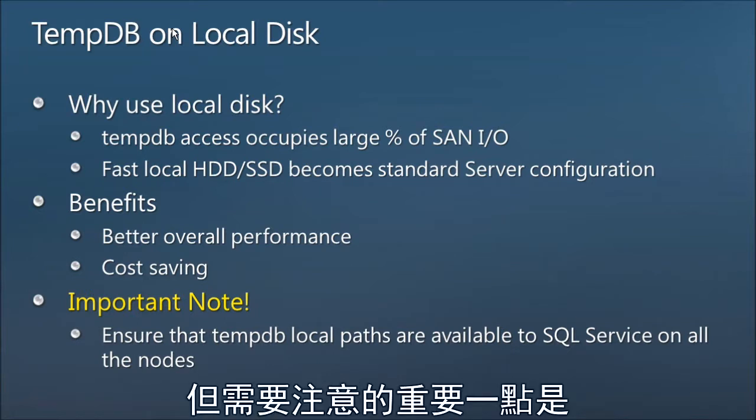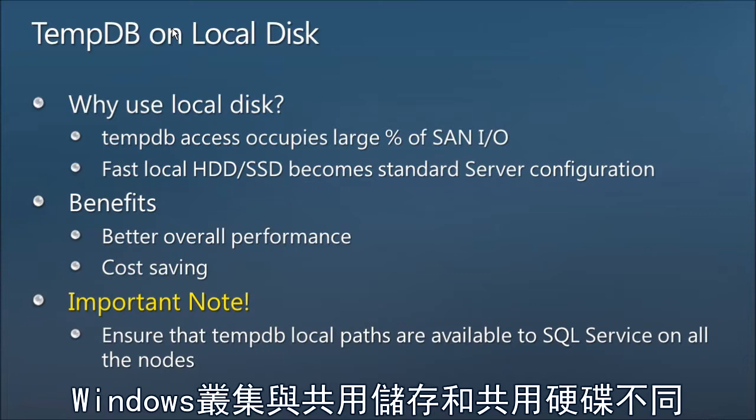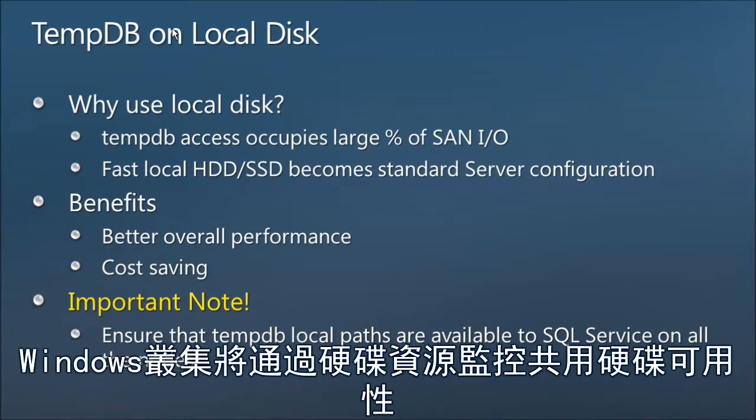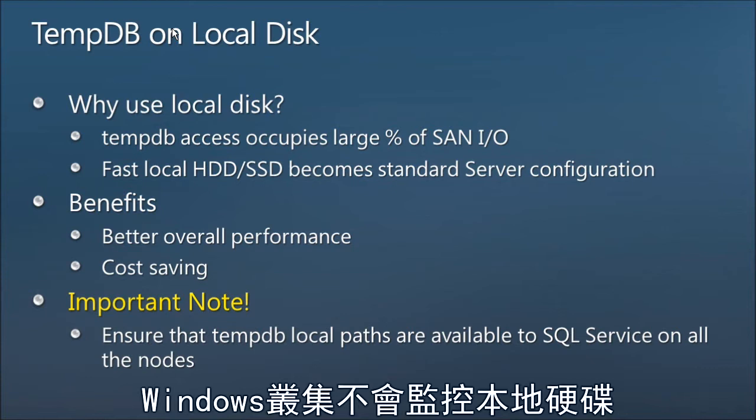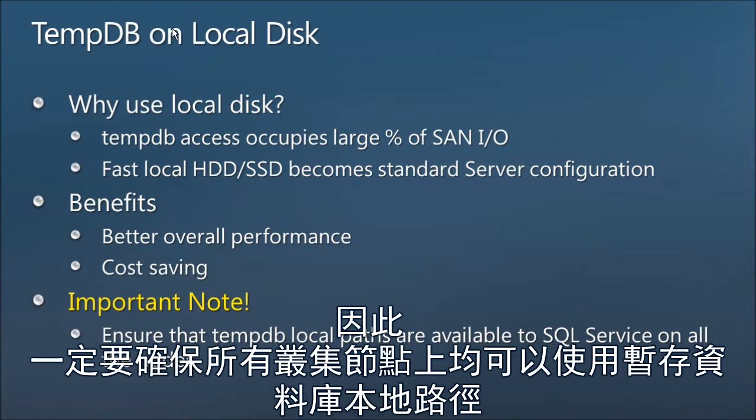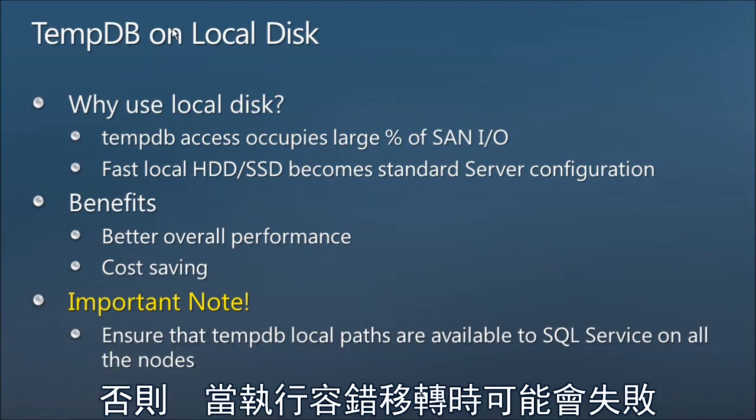But one important note is that, unlike shared disks, where Windows cluster monitors the shared disk availability through the disk resources, local disk is not monitored by Windows cluster. So you should make sure that your tempdb local paths are available on all the cluster nodes. Otherwise, when you do the failover, the failover might fail.